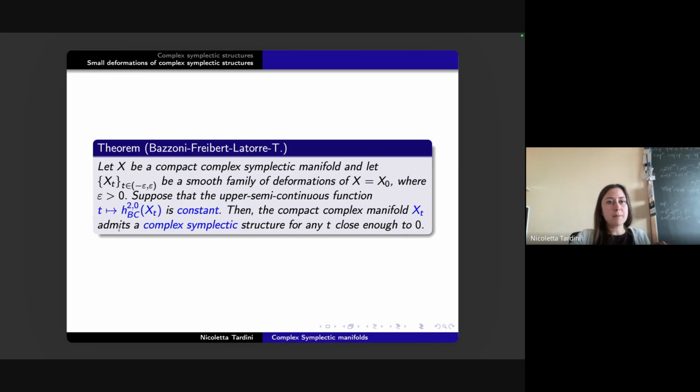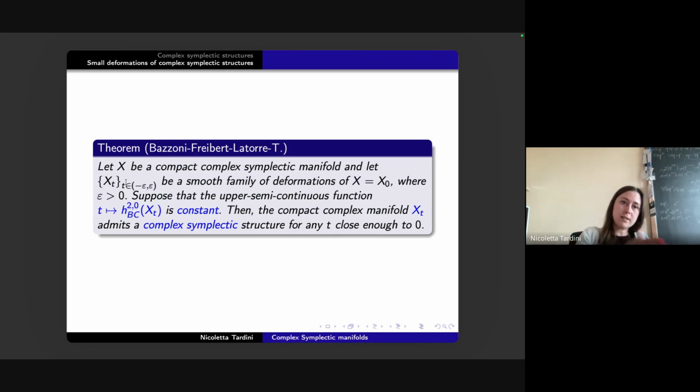These numbers, as I said, the Bott-Chern cohomology is finite dimensional, but along deformations, this number can change. It was proven by Schweitzer that these maps are, in general, upper semi-continuous, okay? So the dimension of the Bott-Chern cohomology can drop along the deformation.